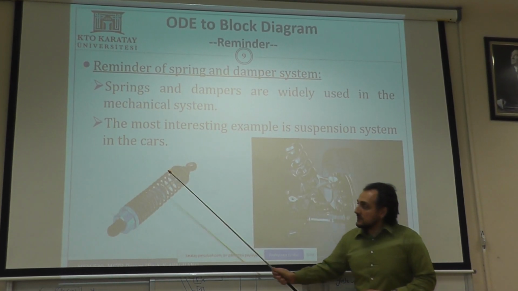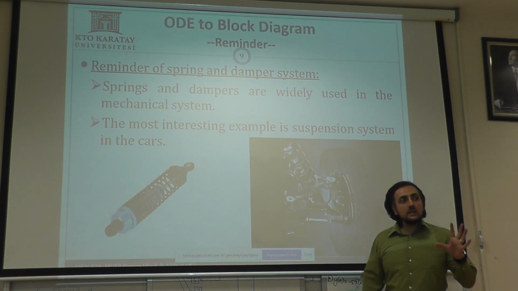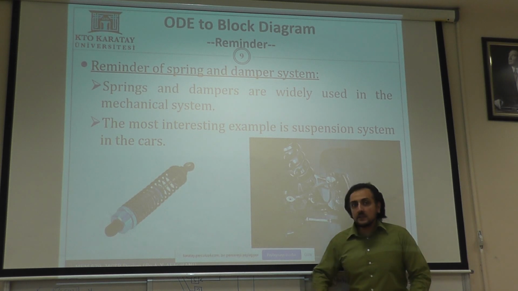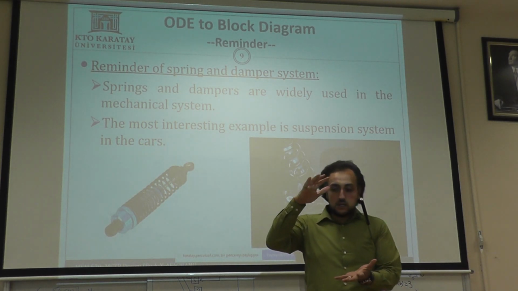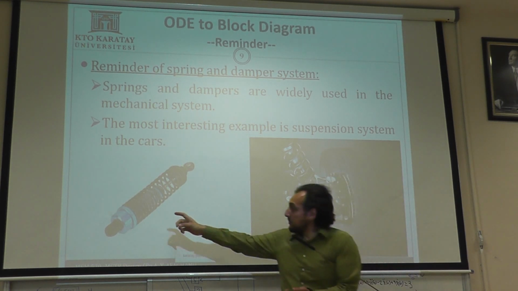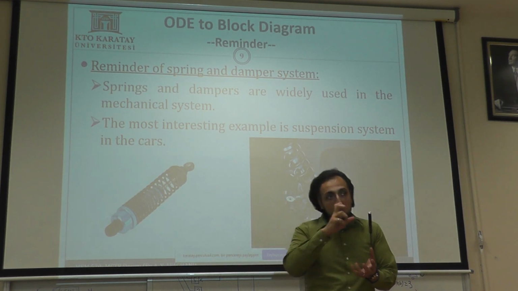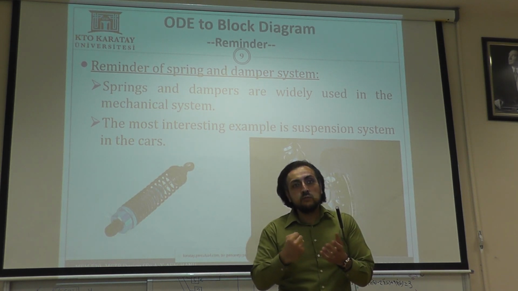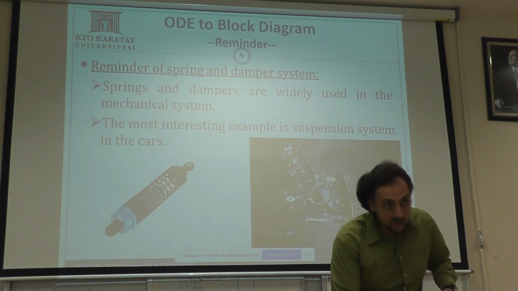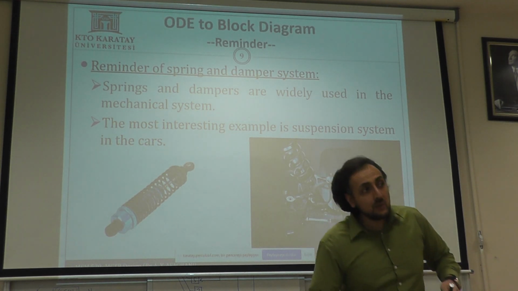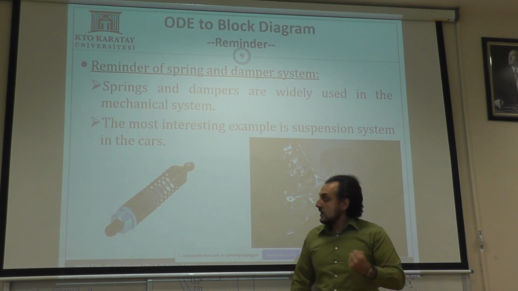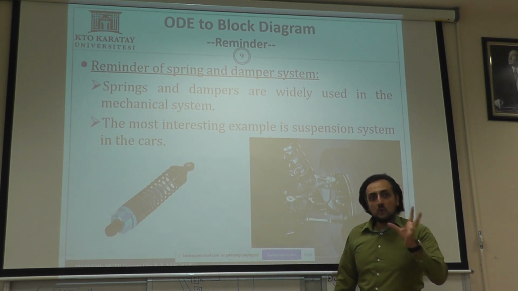So usually this type of system is used very well in mechanical systems, especially in the car. Spring is responsible to make the vibration smooth. But damper is responsible to absorb the shock. If, for example, the car is moving, and then suddenly I have this type of hole, what will happen? Damper will absorb this shock. So those systems usually come always together.